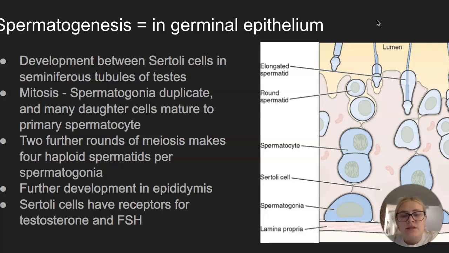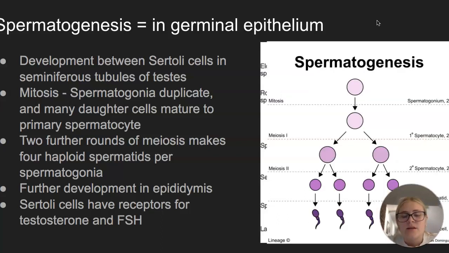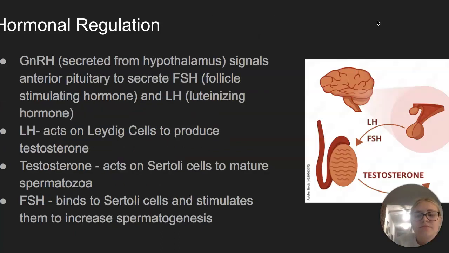But the important thing about the anatomy behind this is that these Sertoli cells have receptors for testosterone and FSH, which both play an important role in the regulation of this process. So then here's a diagram showing the steps of spermatogenesis, going from primary spermatocyte to secondary spermatocyte through meiosis, and then meiosis again for spermatid.